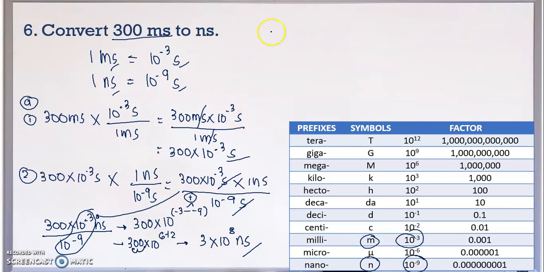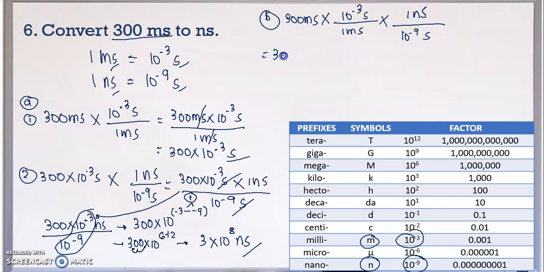For the second procedure, we will convert all the units in one go. 300 milliseconds multiplied to the first fraction, which is 10 raised to negative 3 seconds over 1 millisecond, multiplied to the second, which is 1 nanosecond over 10 raised to negative 9 seconds. Combining all the measurements in the upper portion and all the measurements in the lower portion, and we will have this value.